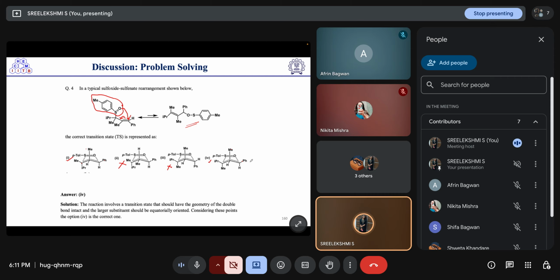So here the double bond configuration is also preserved, that is, methyl and phenyl are on the same side, and the isopropyl group, which is the bulkier substituent, is on the equatorial side. So this is the favored transition state. Option 4 will be the correct answer.